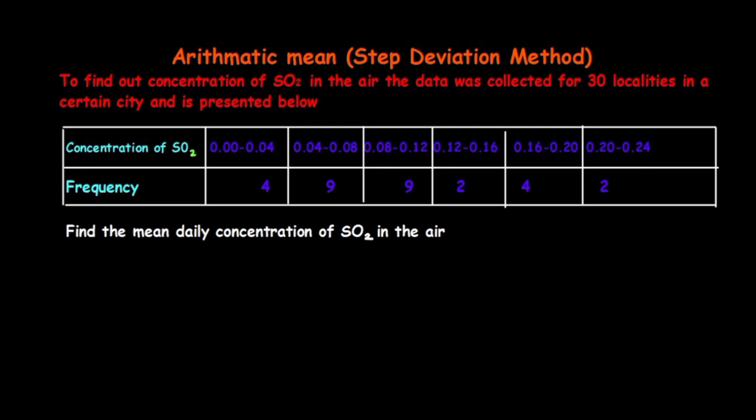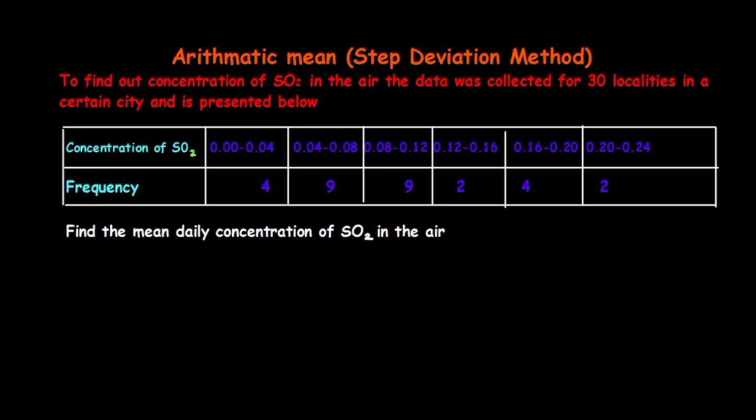So what is arithmetic mean? Arithmetic mean is an average. So how do we find the average using ungrouped data? It is the sum of observations divided by the number of observations, right? Now here it is grouped data. So it's a very interesting and important topic for the board examinations. You are now learning the 10th standard statistics concept.